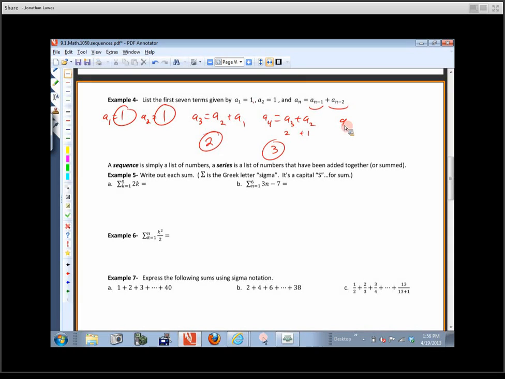Now, what's the fifth term? Fifth term is going to be 5. Have we spotted the pattern? Take these 2, add them together, you get 2. Take these 2, add them together, you get 3. Take these 2, add them together, you get 5. Sixth term, 8, 7th term, 13. Does anybody recognize that? It's the Fibonacci sequence. Okay?